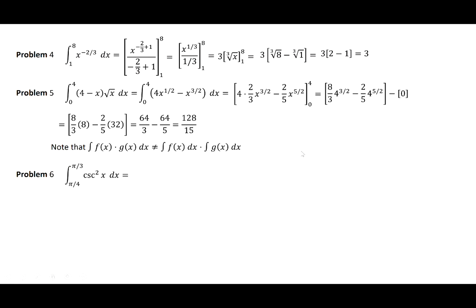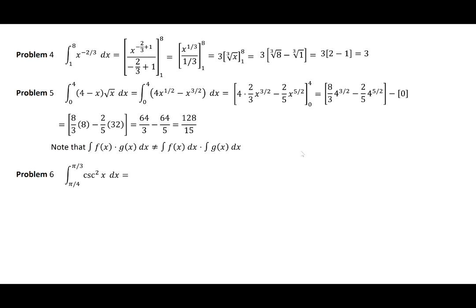Problem 6. We don't have to have just polynomials. Okay? So here, integral from pi fourths to pi thirds of cosecant square x dx. So question time. What in the world is the integral of cosecant square x? How should you think about this?